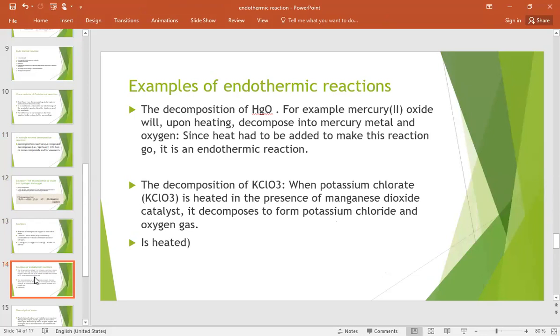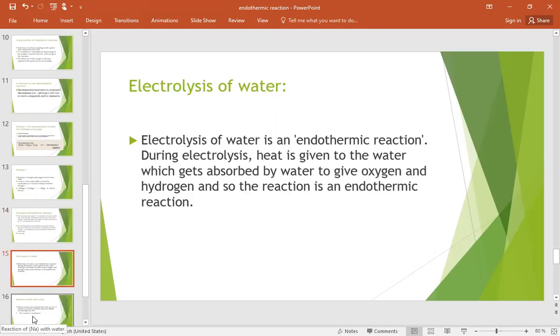And two more examples: decomposition of mercuric oxide, which converts into mercury metal and oxygen, and again heat is added in this reaction, so it is an endothermic reaction. Also the decomposition of potassium chlorate, in which you have to provide heat. If heat is present, then potassium chlorate, with manganese dioxide as a catalyst, forms potassium chloride and oxygen gas. Then there is the electrolysis of water, which is an endothermic reaction. You give heat to water, and it splits up into hydrogen and oxygen. So the reaction is endothermic.